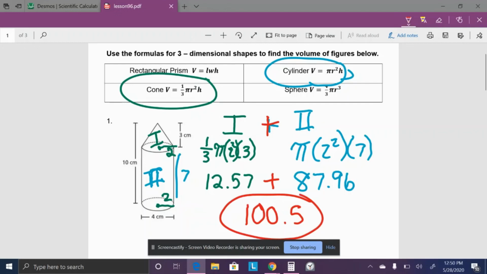So basically, you're just figuring out the volume of one figure and the volume of the other figure, and then either adding them together. Sometimes you might have to subtract them depending on the scenario, but this one you have to add these two figures together. Okay.